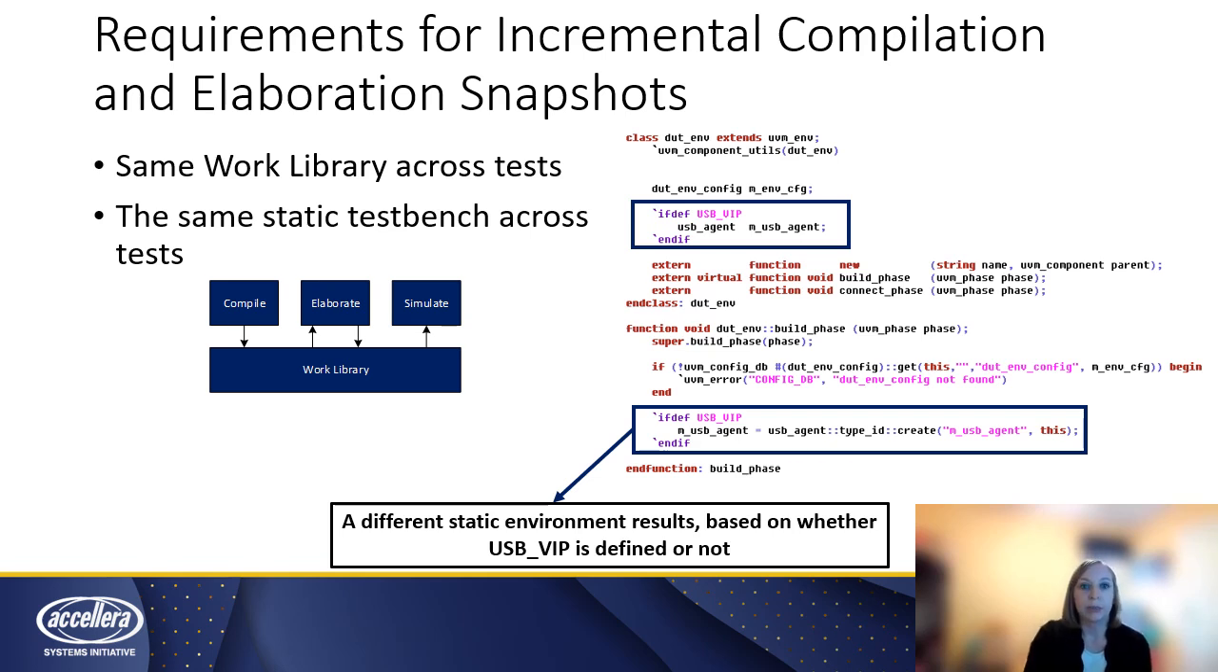This code snippet demonstrates the use of these conditional compiler directives. In the test case that defines the USB macro, the UVM environment will include the USB agent. In test cases that do not define the USB VIP macro, the UVM environment will not include the agent at all. This is a different static environment between the two cases, and it means that the files have to be recompiled and re-elaborated whenever different macros are used.